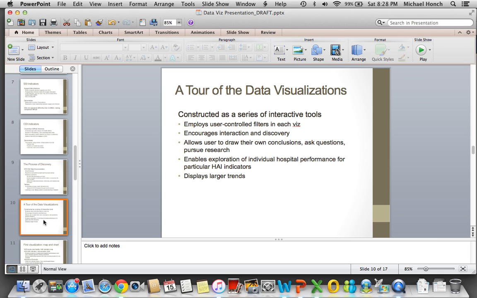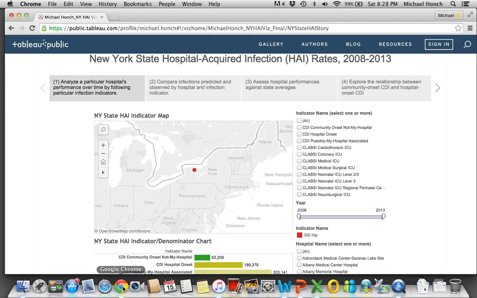So the first visualization here uses a map and a chart of New York State acute care facilities and indicators of infections, and an indicator and denominator chart. This enables analysis of a particular hospital's performance over time following specific indicators. And it tries to show the relationship between an HAI rate and the denominator for each hospital.